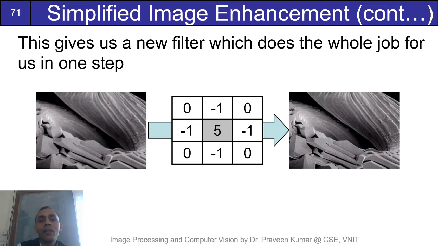If you take the variant which also takes into account the diagonal rate of change, then will you get a more sharp image or no? We'll get a more sharp image, isn't it? Because here we have emphasized the discontinuities in the x and y direction. If you are taking other directions also, wherever there are discontinuities, they will get enhanced.